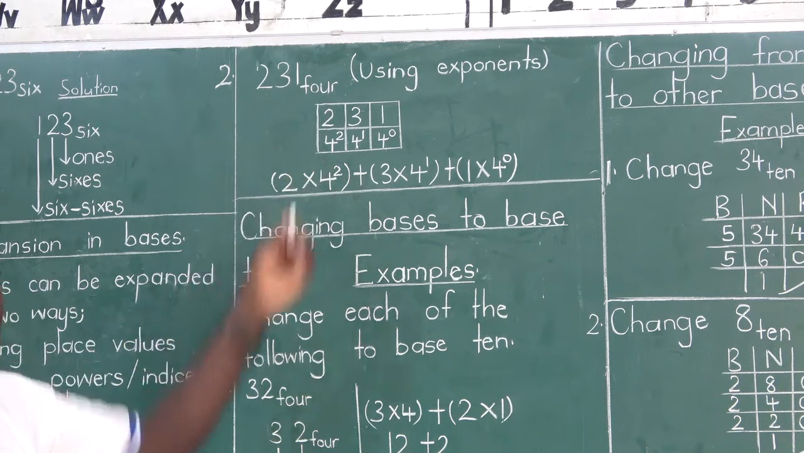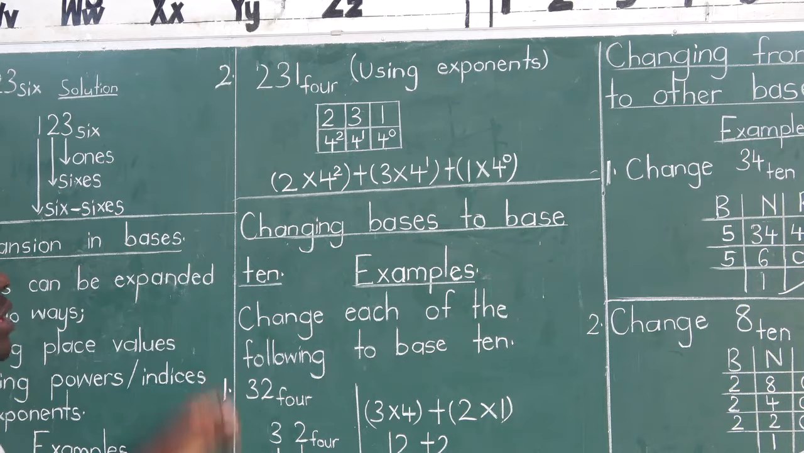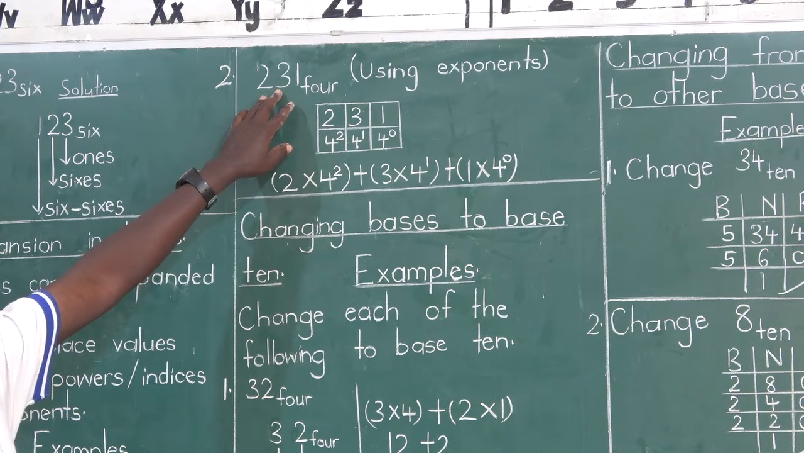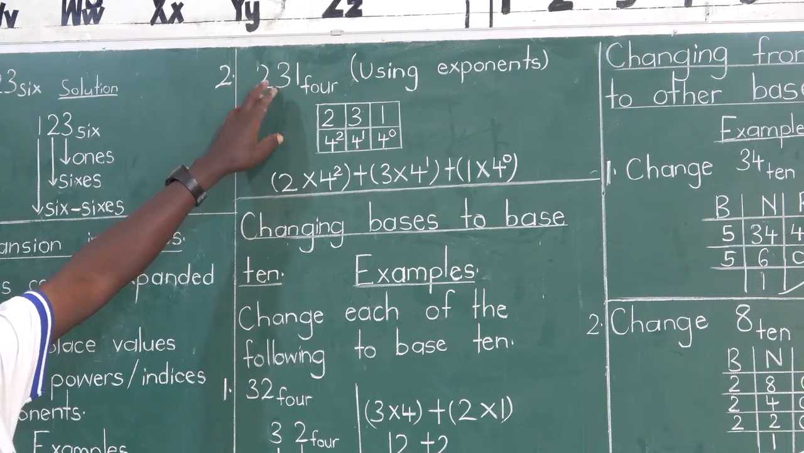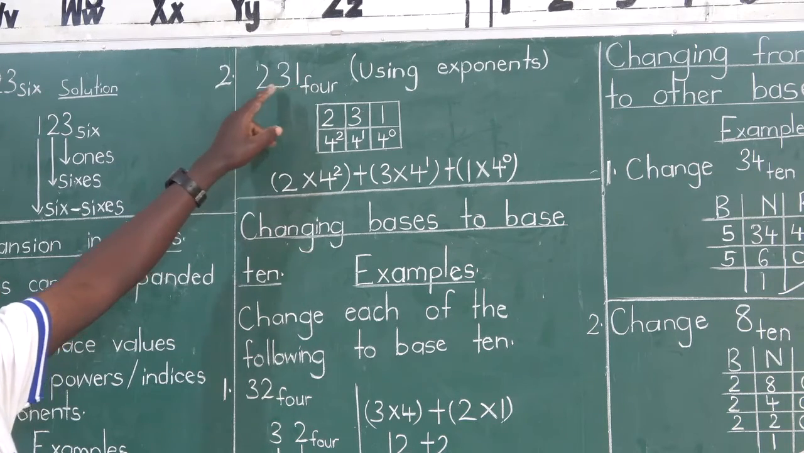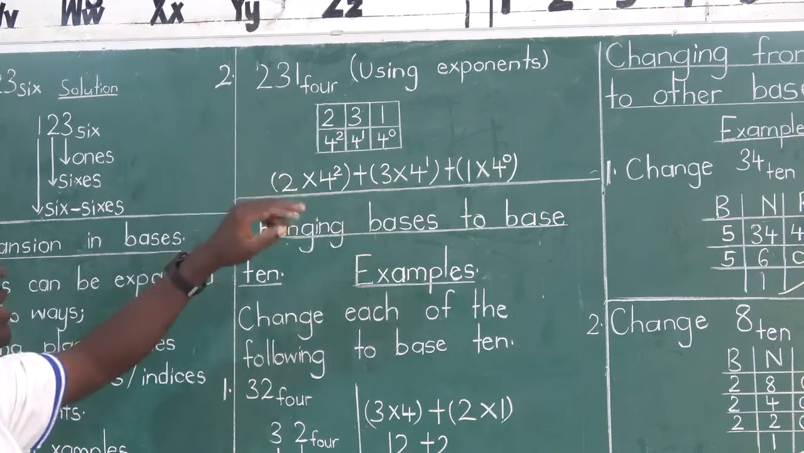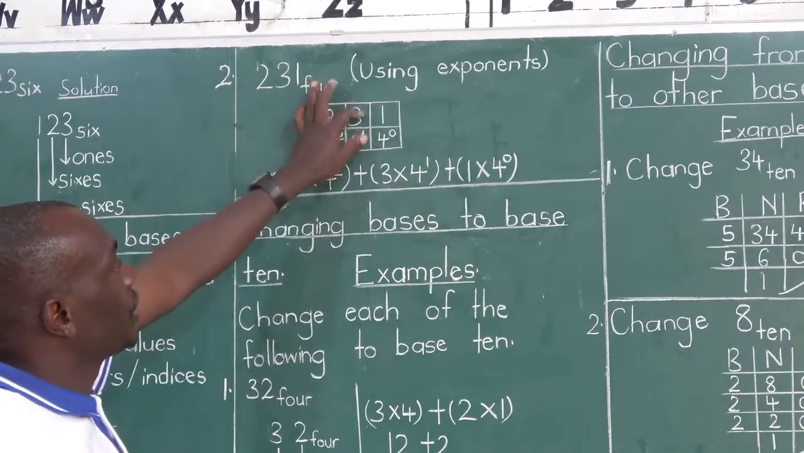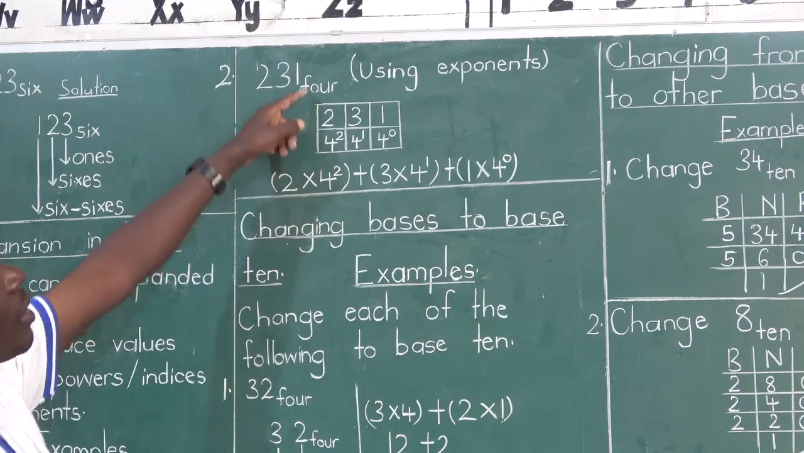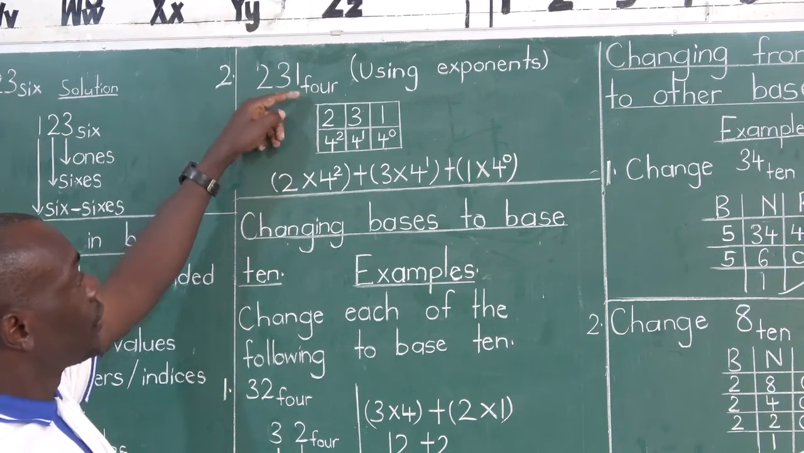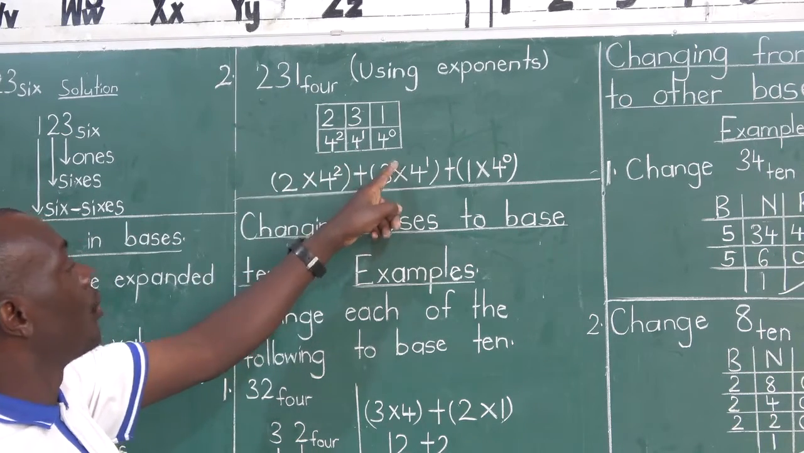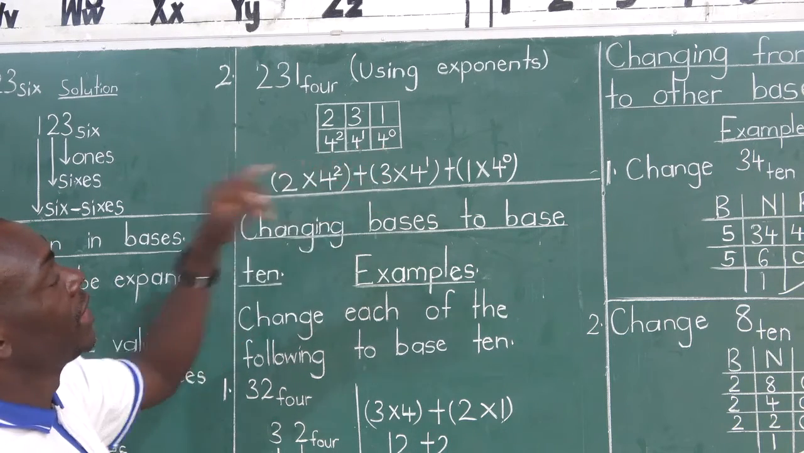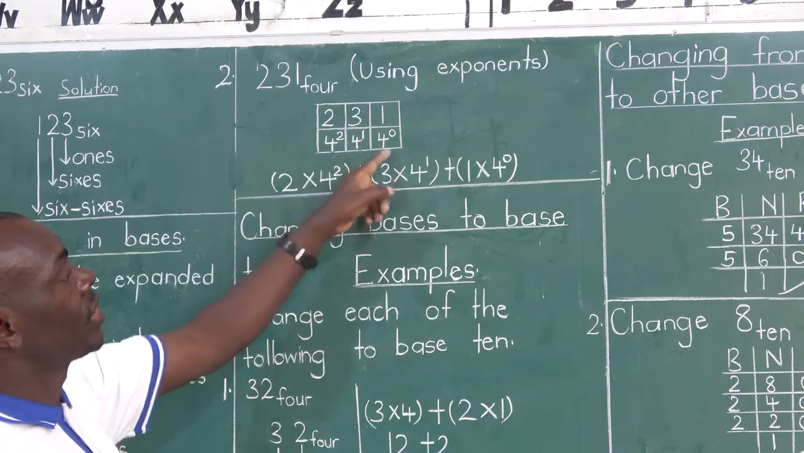Now, in this number, we draw a table that has boxes equal to the number of digits that form that number. So the digits are 2, 3, 1. How many digits are they? 1, 2, 3. So we draw 3 boxes and then fill in 2, 3, 1. Then down, write the base. The base is 4, write 4, 4, 4. And if it is 5, write 5, 5, 5. If it is base 6, write 6, 6, 6.